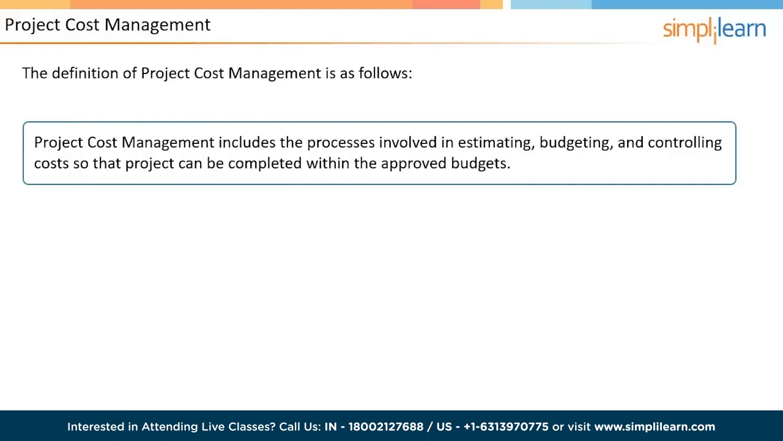Estimating the cost of each of the project activities, adding the cost estimates of the related activities to arrive at the cost budget, and controlling the cost to ensure that project activities are completed within the defined budget. In the next screen, let us discuss Cost Management Plan.